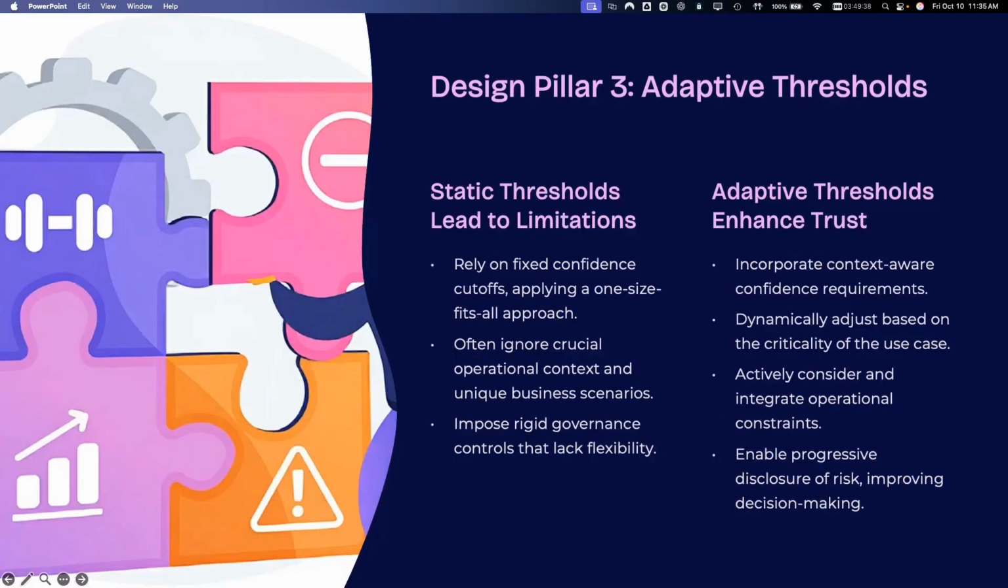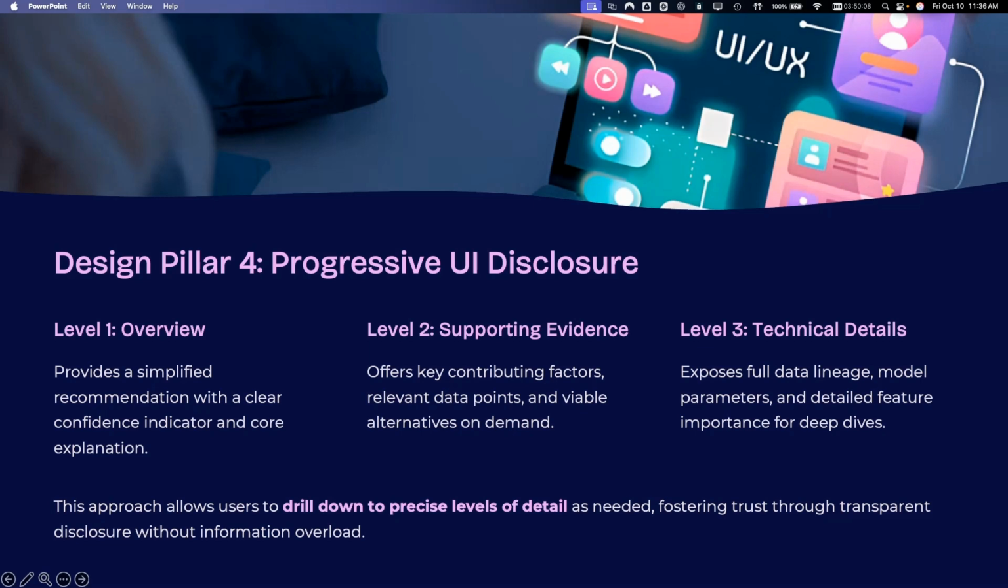Pillar three, adaptive thresholds. Most AI systems use static thresholds, like only act if confidence is greater than 70%. But that's rigid and naive. What you really want is adaptive thresholds that respond to use case criticality, operational constraints, and risk tolerance. A 60% confident prediction might be acceptable for marketing, but not for healthcare.